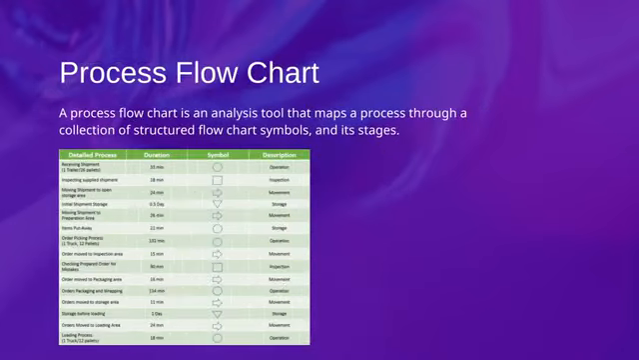Okay, so moving to the process flow chart. The process flow chart is an analysis tool that maps a process through a collection of structured flow chart symbols and stages. This is the flow chart we have come up with.